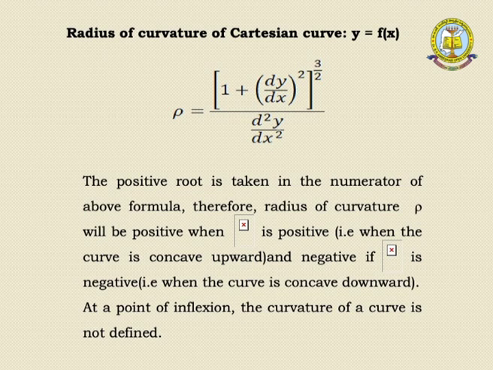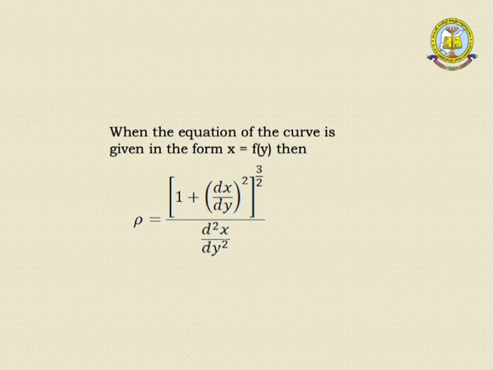The above formula is for y is equal to f of x. Sometimes there may be curves of the form x is equal to f of y. Then you have rho is equal to (1 plus (dx by dy) whole square) whole power 3 by 2, divided by d square x by dy square. Just note down the little change in the formula.